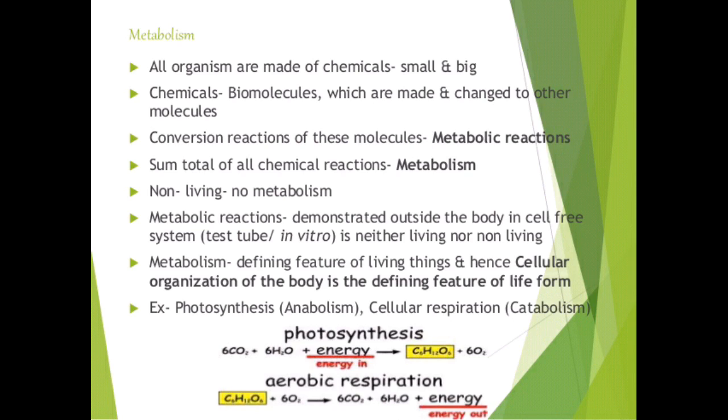feature of life form. For example, photosynthesis, that is anabolism. Cellular respiration, that is catabolism. In anabolism, what happens? The smaller molecules combine to form bigger molecules, and in catabolism, the bigger molecules break down into simple molecules. And the sum of anabolism and catabolism is known as metabolism.